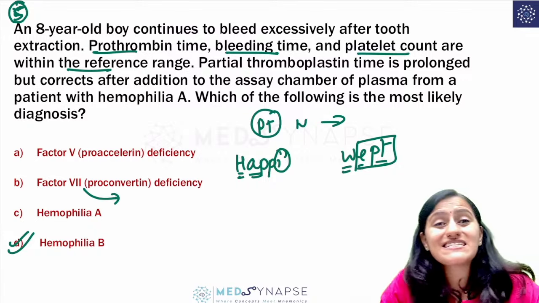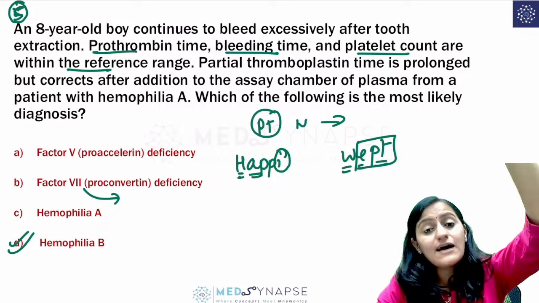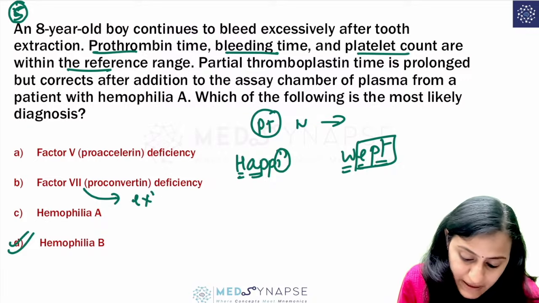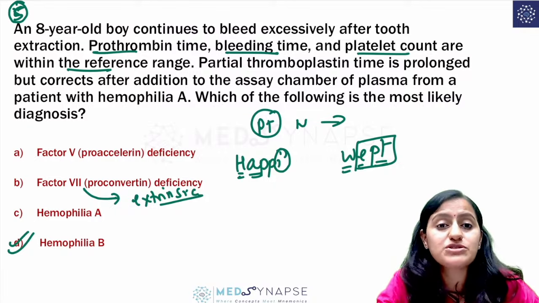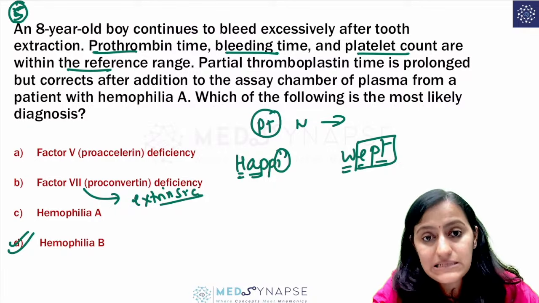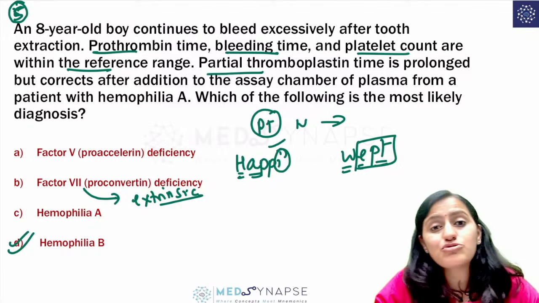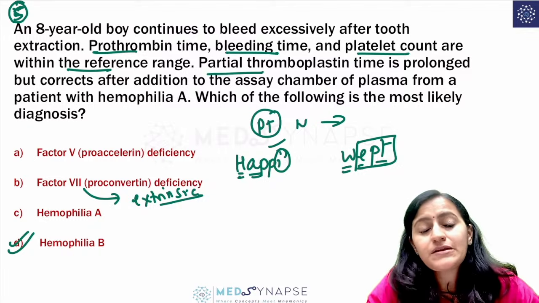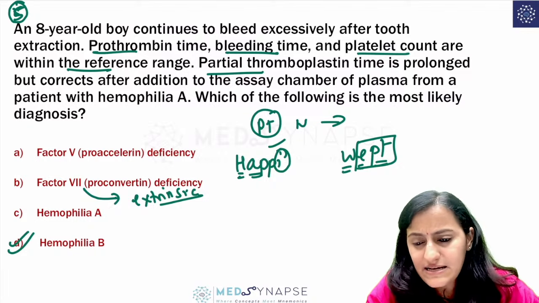So remember factor 7, another mnemonic here. 7 is in heaven, that is outside, extrinsic pathway. So this is going to be extrinsic pathway which is going to be there. So PT will be increased. Next, it is given the PTT is prolonged. That means the intrinsic pathway is affected, right? So yeah, factor 8, factor 9 comes there.